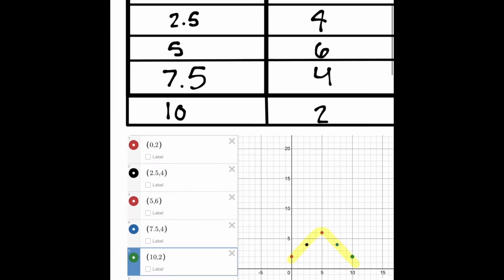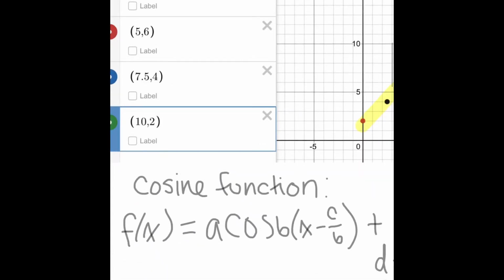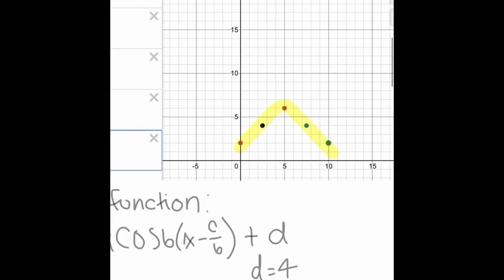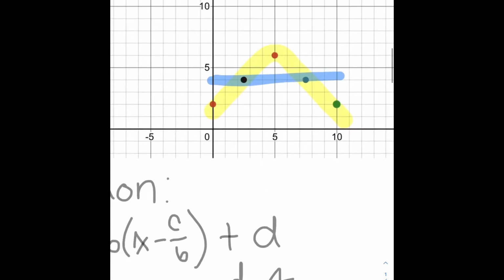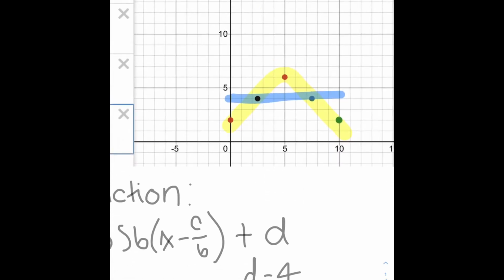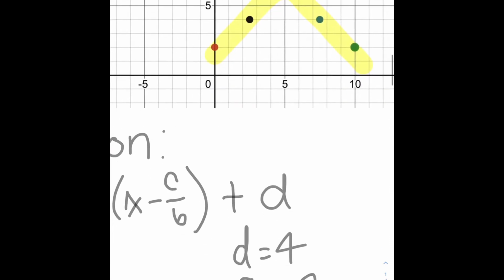And so then I wrote the regular cosine function, and I determined that the midline right here is 4, and so the midline is 4, and then the amplitude is 2, since the distance is 2 from each one, but since it's a negative cosine, it was a negative 2.